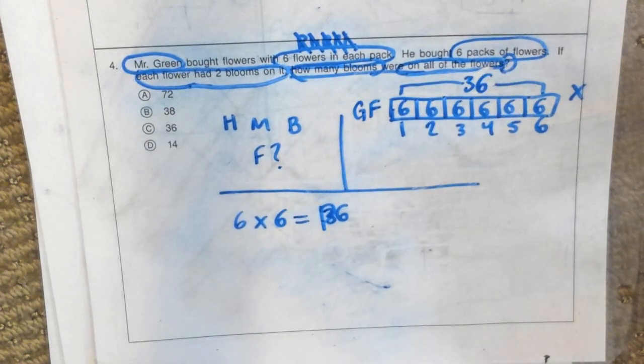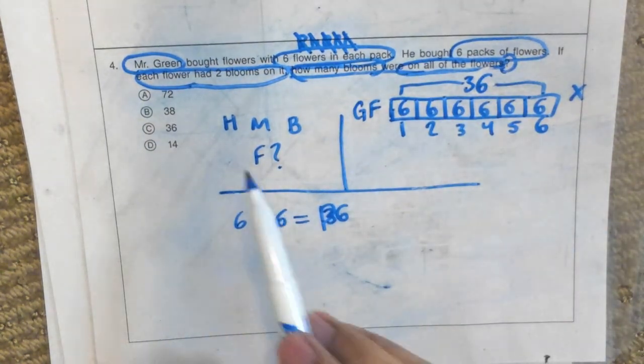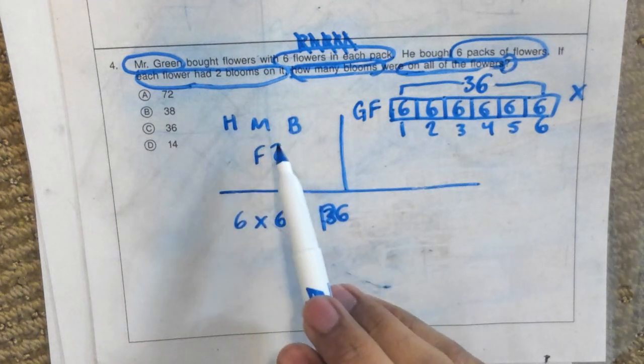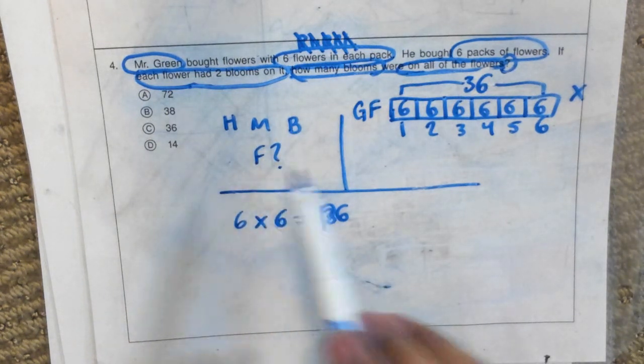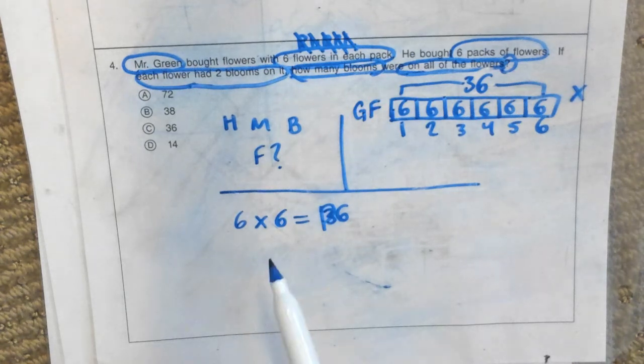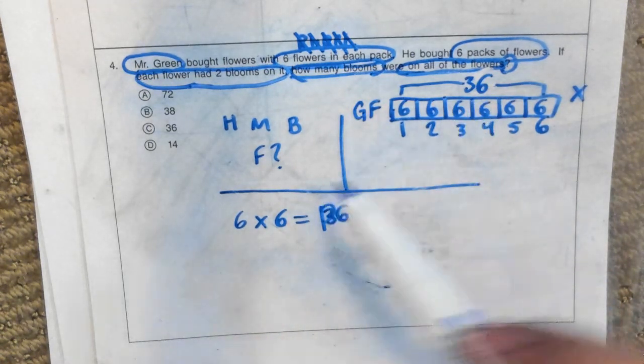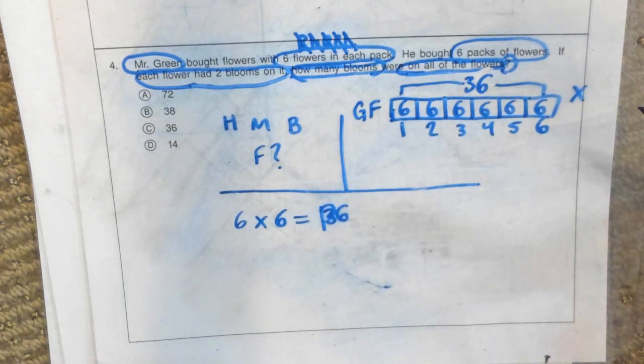And let's see if we've answered the question. So the question says, how many buds are on all of the flowers? We haven't answered that yet because we've only answered how many flowers there are. But now that we know how many flowers there are, now we can figure out how many buds there are in total.